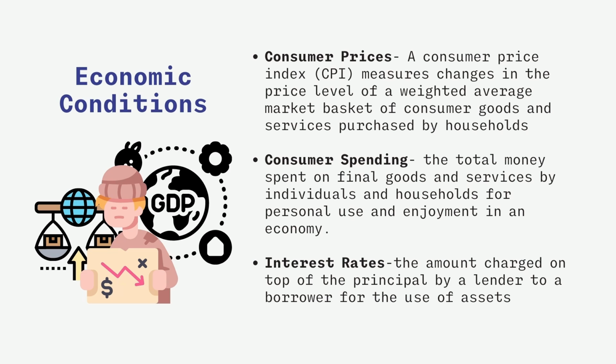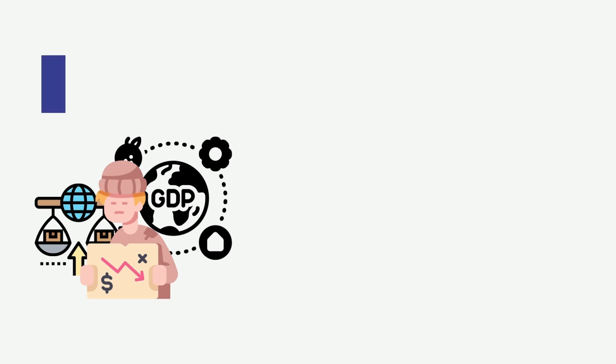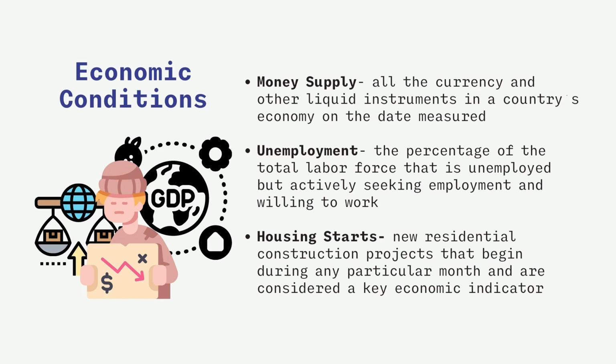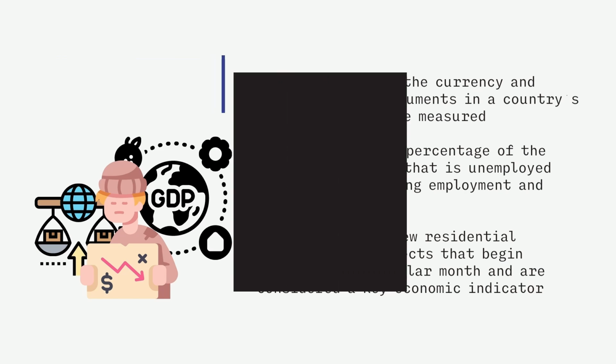And normally, the interest rates are set up by the Federal Reserve or that of a government-related agency. The other economic conditions we need to know has to do with money supply, and it is all the currency and other liquid instruments in a country's economy on the date it is measured. On the other hand, unemployment is the percentage of the total labor force that is unemployed but actively seeking employment and willing to work. Housing starts is another indication that will let you know if there are new residential construction projects that began during the particular month and are considered a key economic indicator.